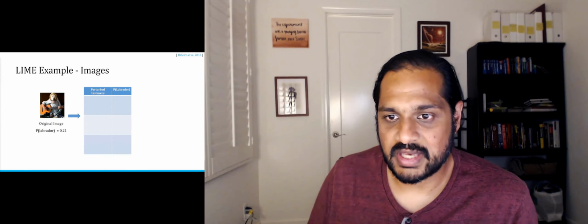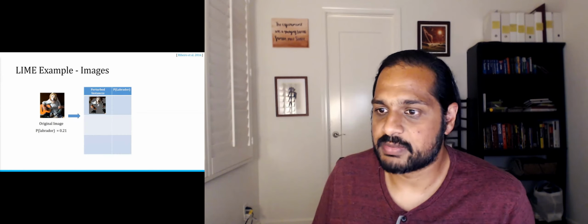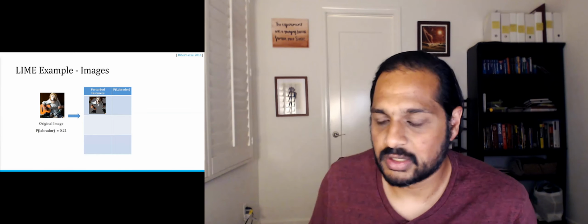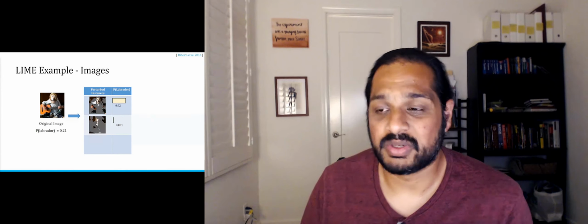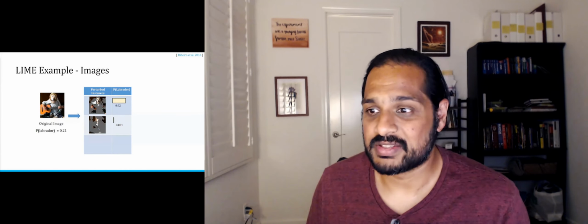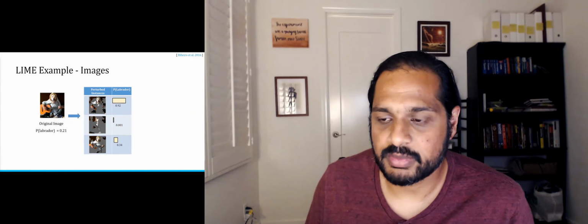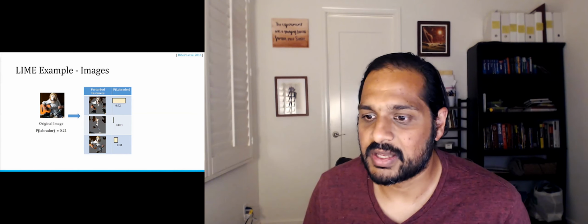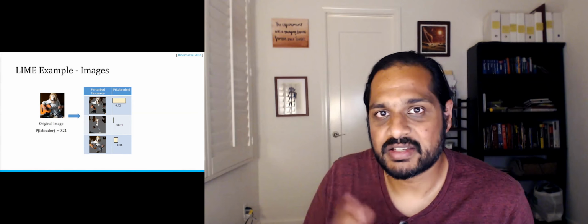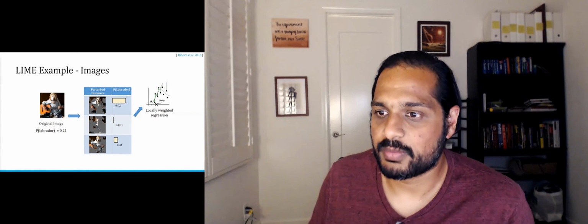What Lime does is take this image and create a bunch of perturbations. So here's a single perturbation, and it looks at what effect it has on the model output. Well, it turns out the model probability went up in this case. It makes another perturbation, looks at the model probability, makes another perturbation, looks at the model probability, and essentially creates a mini data set of these perturbations and the output of the model.